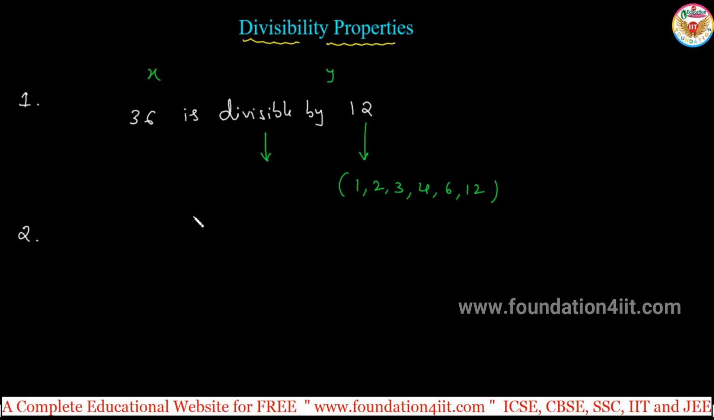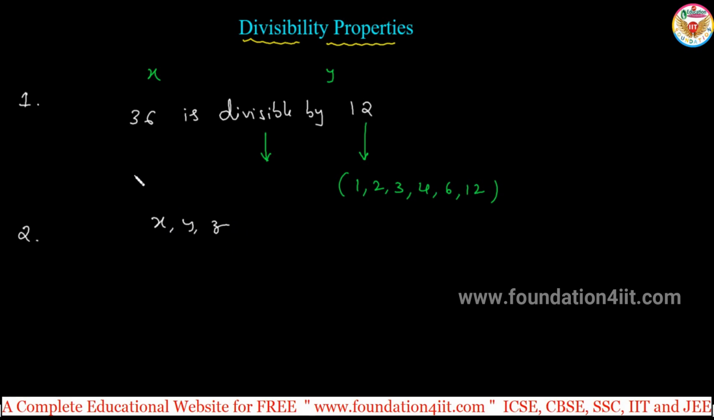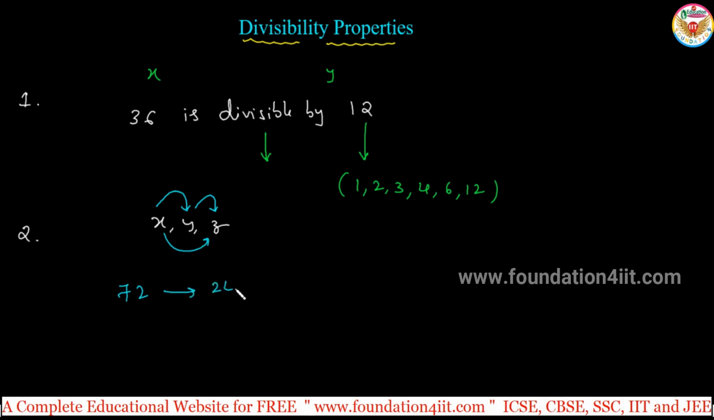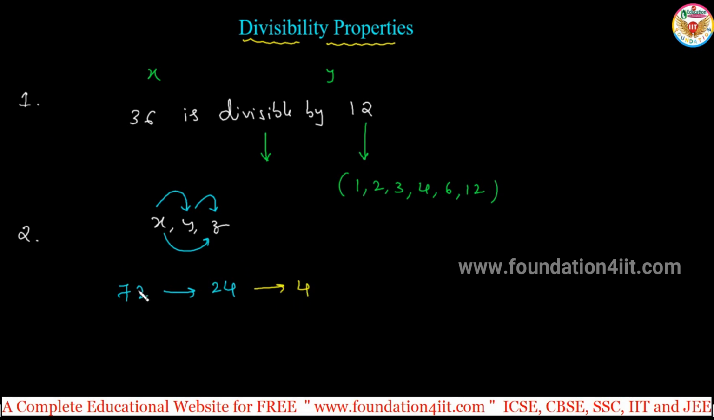For any three numbers x, y, z: if x is divisible by y and y is divisible by z, then x is divisible by z also. Let us take one example. 72 is divisible by 24, right? And 24 is divisible by 4. 72 is divisible by 24, that means 24 is a factor of 72.